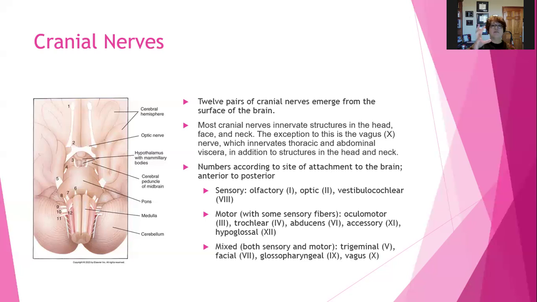There are cranial nerves that are mixed that have both sensory and motor. The trigeminal nerve, which innervates a lot of the sensation and movement in the face. The facial nerve, same thing. Glossopharyngeal, tongue and swallowing.